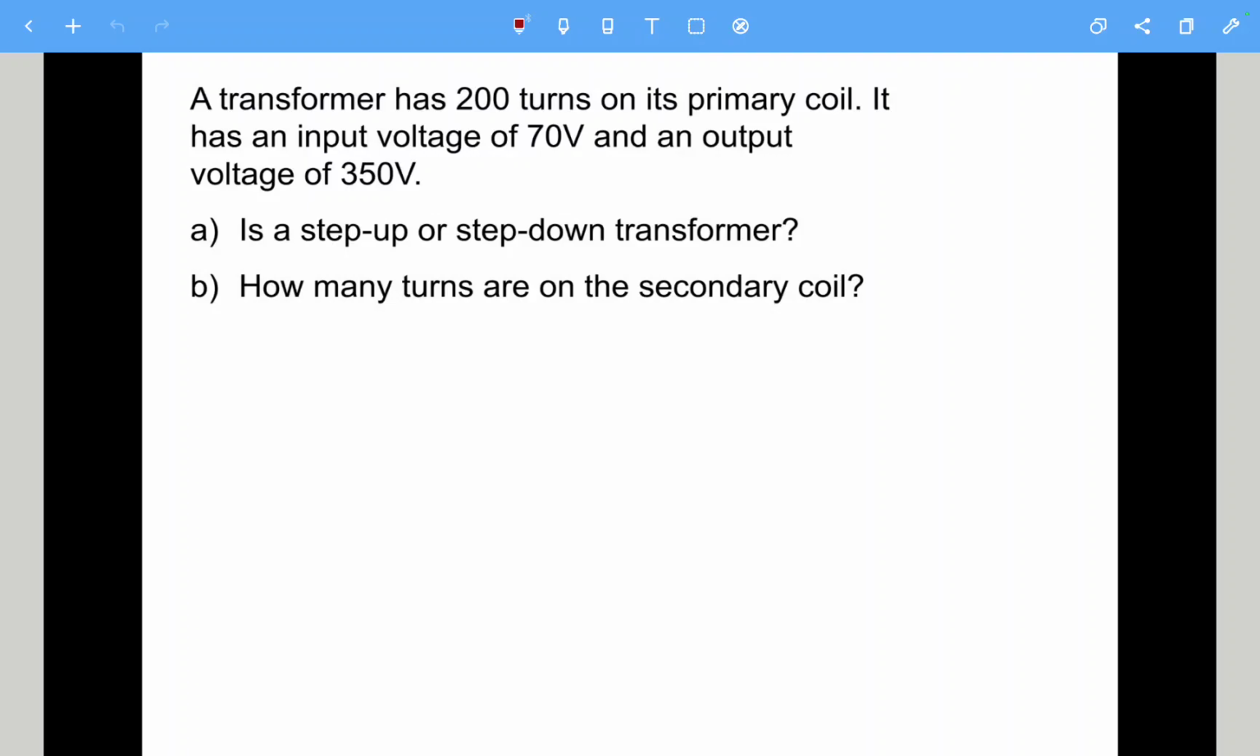If you want to pause and have a go at this one. A transformer has 200 turns on its primary coil. It has an input voltage of 70 volts and an output voltage of 350. Is it a step up or step down? Well, it's stepping up the voltage, so it's a step up transformer. And then how many turns are on the secondary coil?